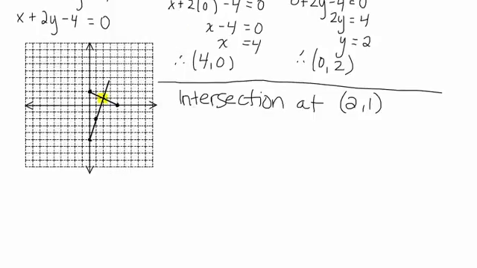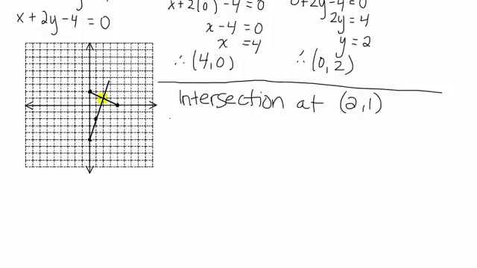Finally, to check that this intersection point is correct, we want to verify using the left side equals right side method. That method is such that you plug this point into both of the original equations of the lines, and you see if the left side equals the right side. So let me show you what that means.